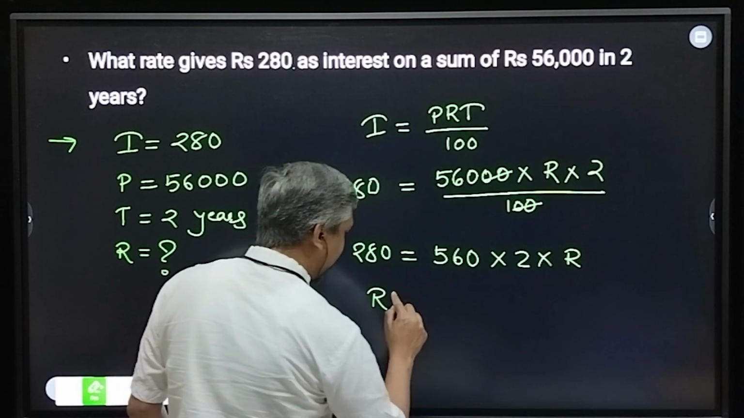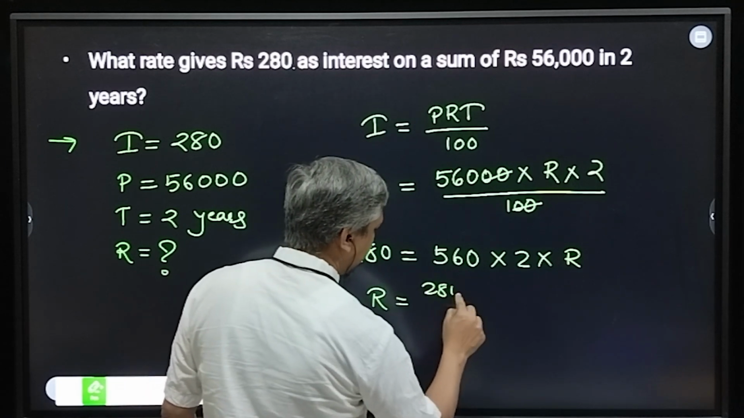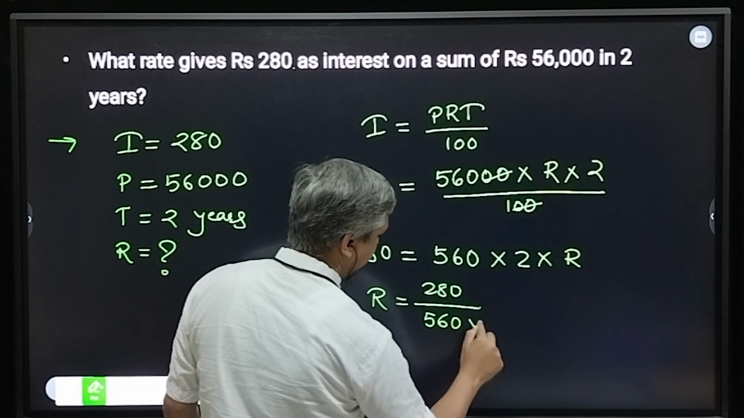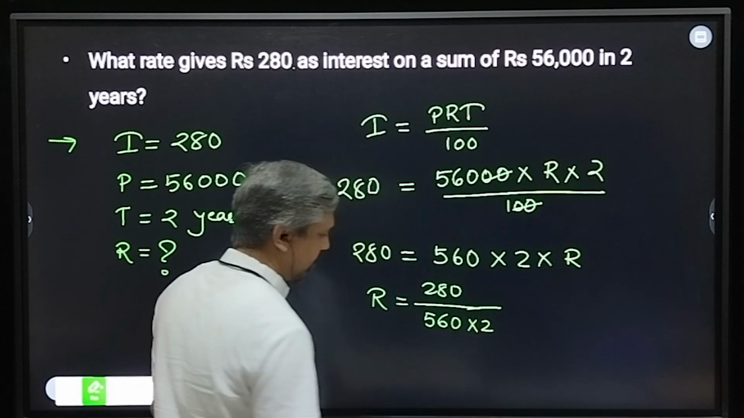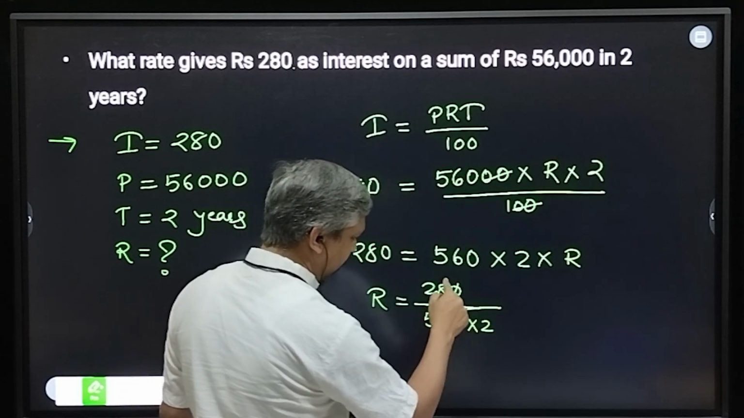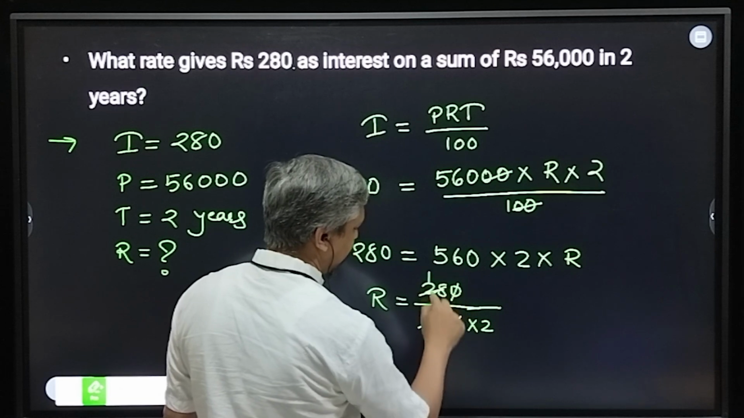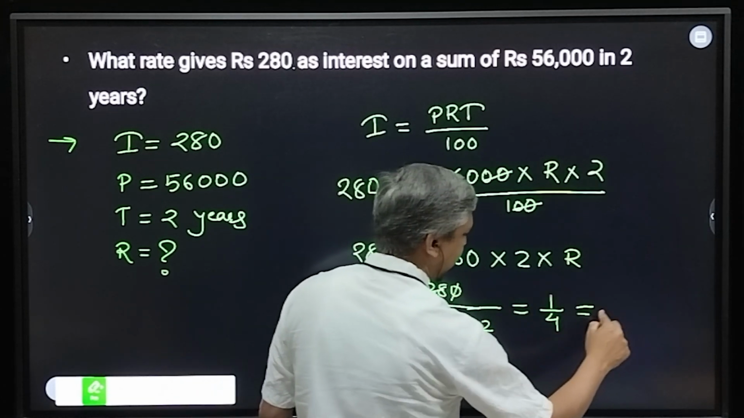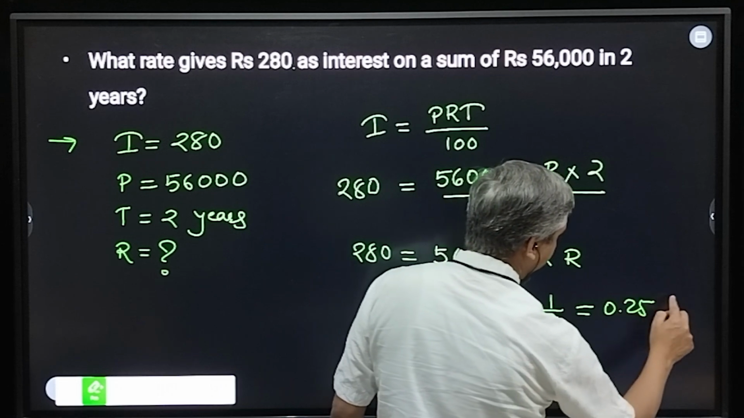So you write R is equal to 280 upon 560 into 2. 0 gets cancelled. 28 2s are 56. This is equal to 1 by 4 is equal to 0.25%.